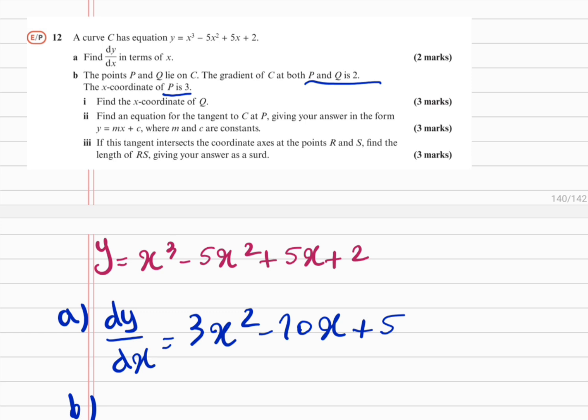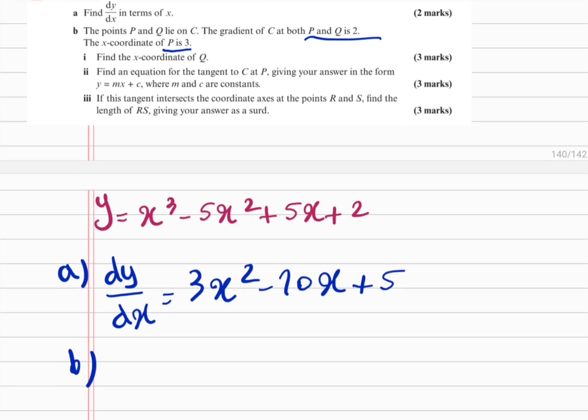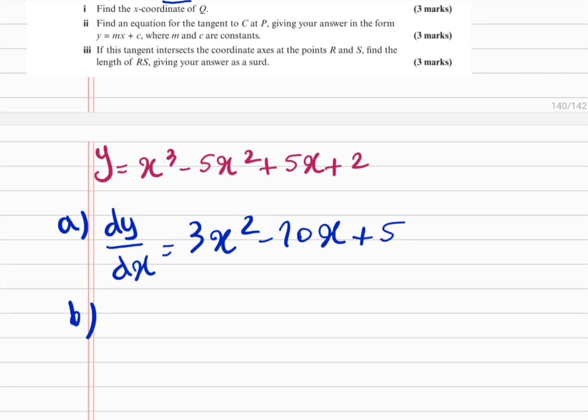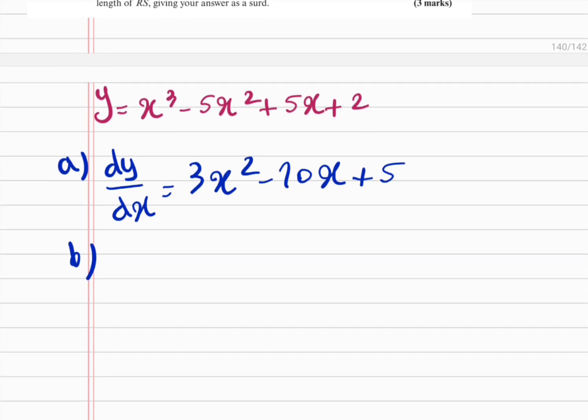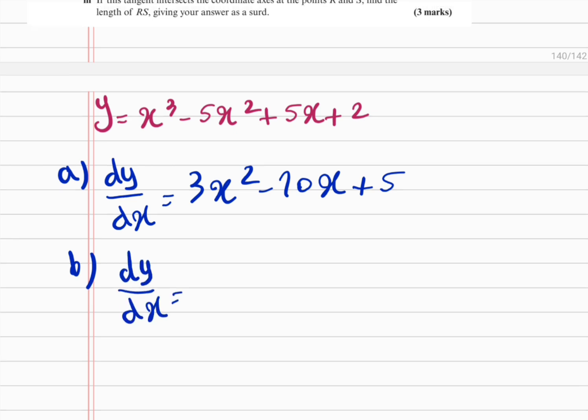Whenever you have the gradient and you want to find the x coordinate of a specific point, all you need to do is set the derivative equation equal to the gradient, and then you find the x, right? Because when you want to find the gradient, you substitute the x coordinate of the point into the dy by dx equation. But this is the opposite case where we have the gradient, but we want to find the x coordinate. So we just solve the equation dy by dx is equal to the gradient.